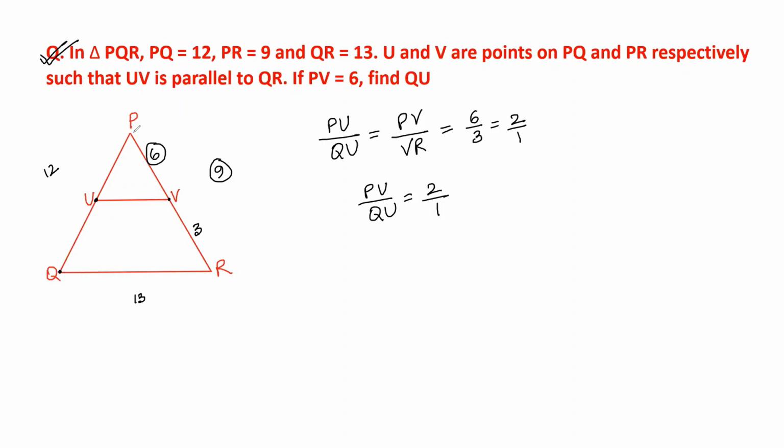Now we know the length of PQ is given to be 12 units. So the length of QU can be written as 1 upon 1 plus 2 times of 12 units, which would be 1 by 3 of 12 units, that is 4 units. So the length of QU is 4 units, which we are able to find simply by using the basic proportionality theorem.